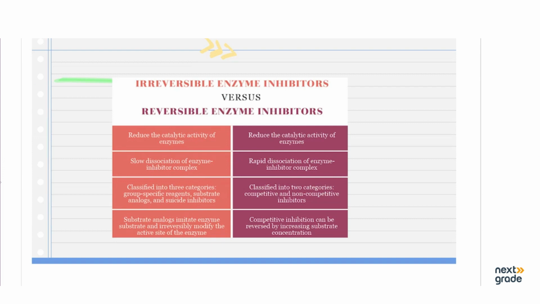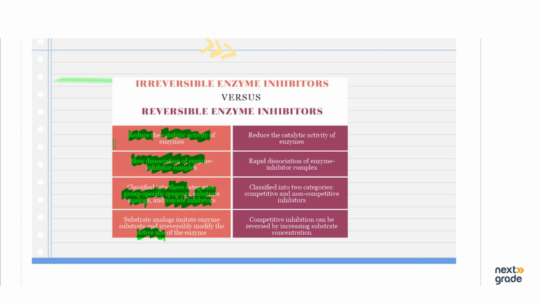Okay, so there are some major differences between the reversible and irreversible inhibitors, as you can see here for more clarity. Let's see the irreversible inhibitors first. They reduce the catalytic activity of the enzyme. They show slow dissociation of the enzyme-inhibitor complex. They are classified into three categories: group specific reagents, substrate analogs, and suicide inhibitors. A substrate analog limits the enzyme substrate and irreversibly modifies the active site of the enzyme. This is additional information just for your clarity. It has nothing to do with your syllabus.